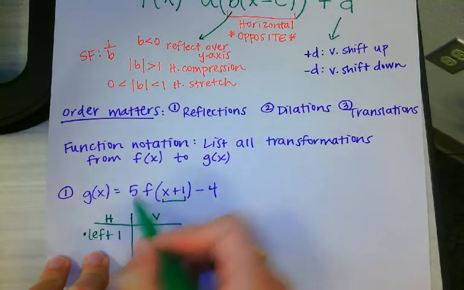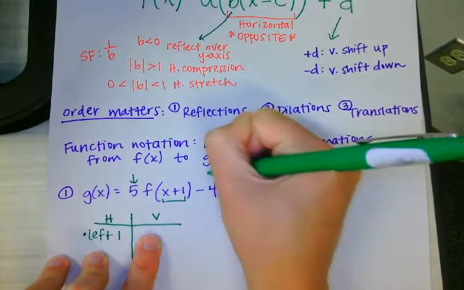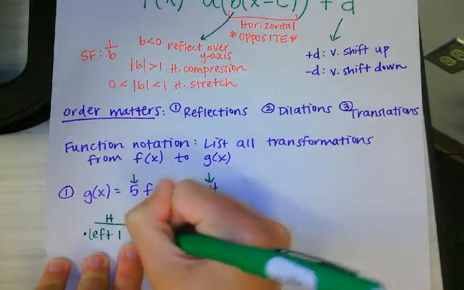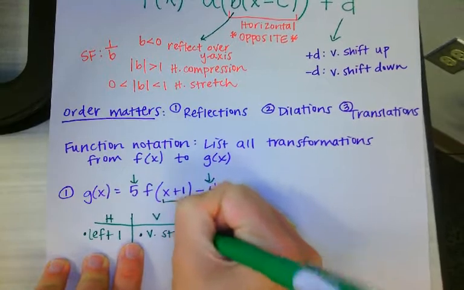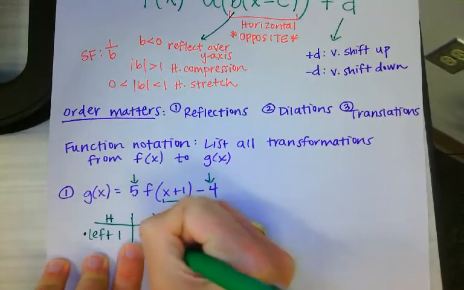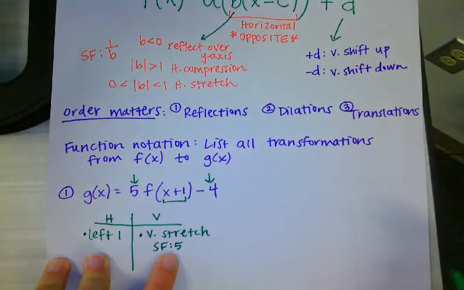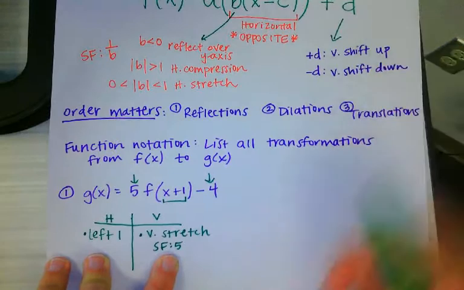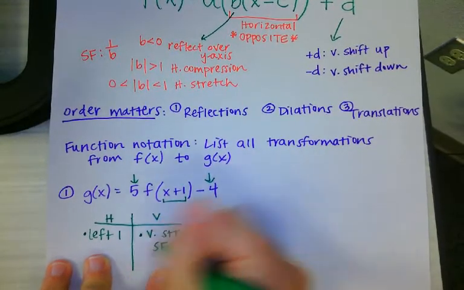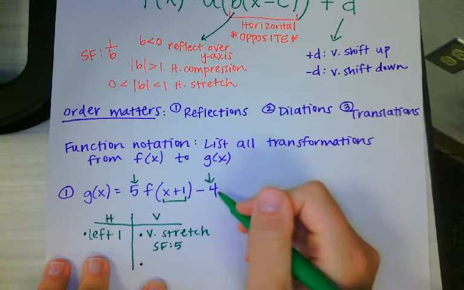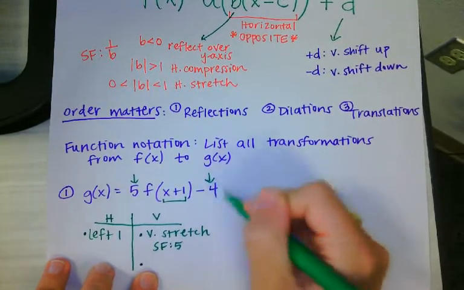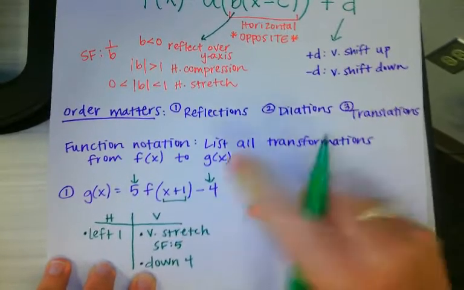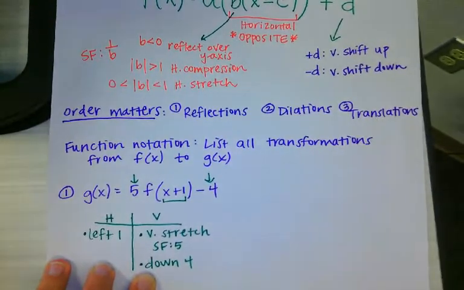And then the vertical changes, I have my 5 and my minus 4. So this a value is greater than 1. That means it's a vertical stretch. And the scale factor is 5. Whatever this graph looks like, it is being stretched to increase or decrease 5 times as fast. The minus 4 at the end is a shift up and down. So this one is specifically down 4 because of the minus 4.